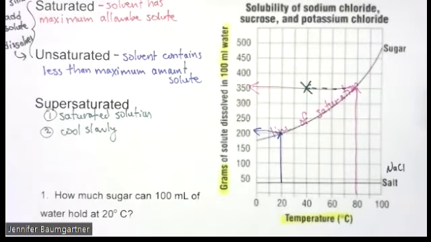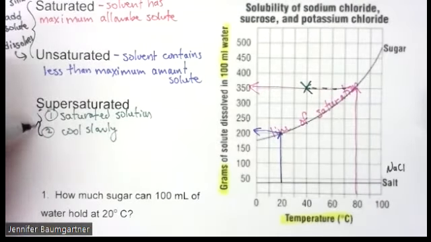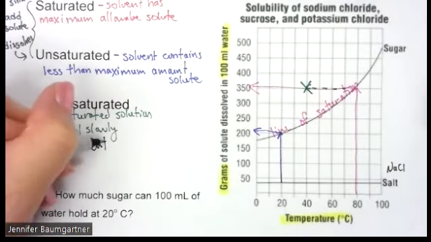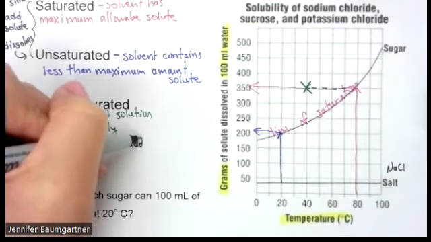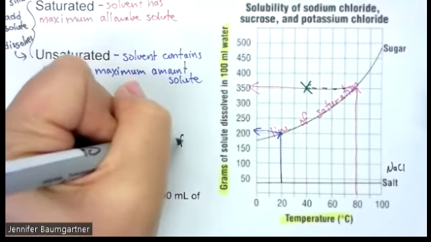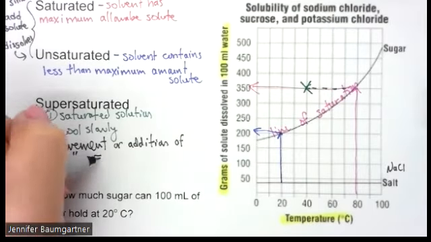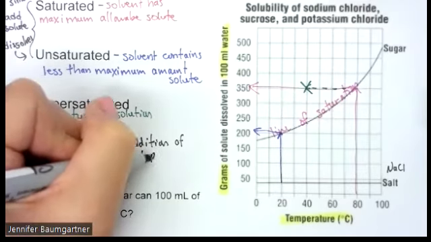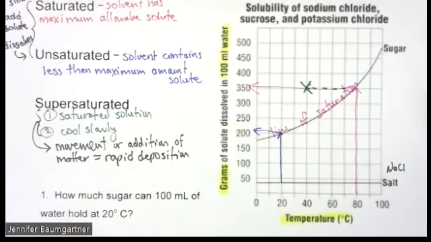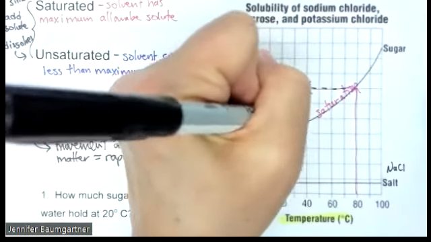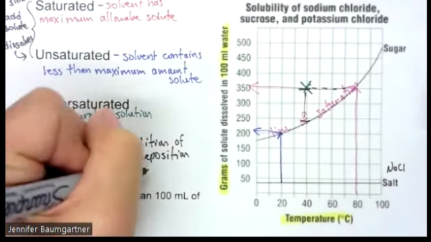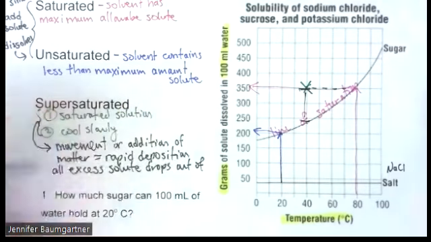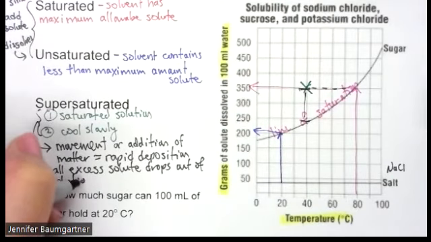So what can happen with a supersaturated solution is movement, or if something falls in, if a speck of dust falls into the pan, or a loose piece of sugar, or the addition of some matter, you get what we call rapid deposition, where all of the solute, well, actually not all, so this much solute, all of the excess solute drops out of solution at once.